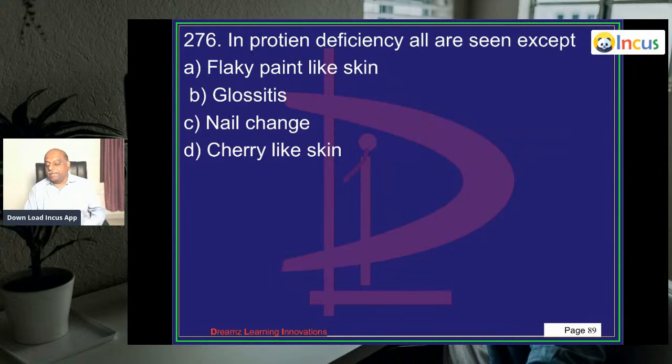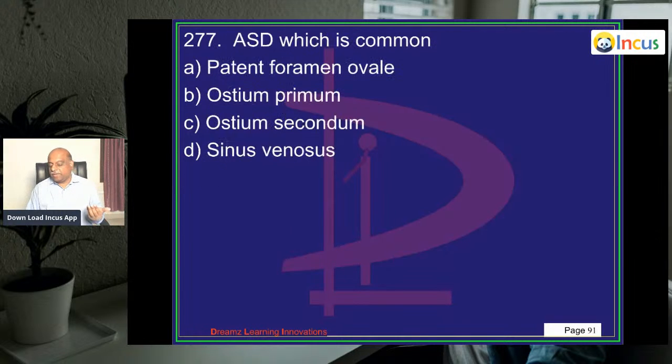So what do you see in protein energy malnutrition? Glossitis, nail changes, flaky paint dermatitis, they're all the features. In ASD, ostium secundum is most common.